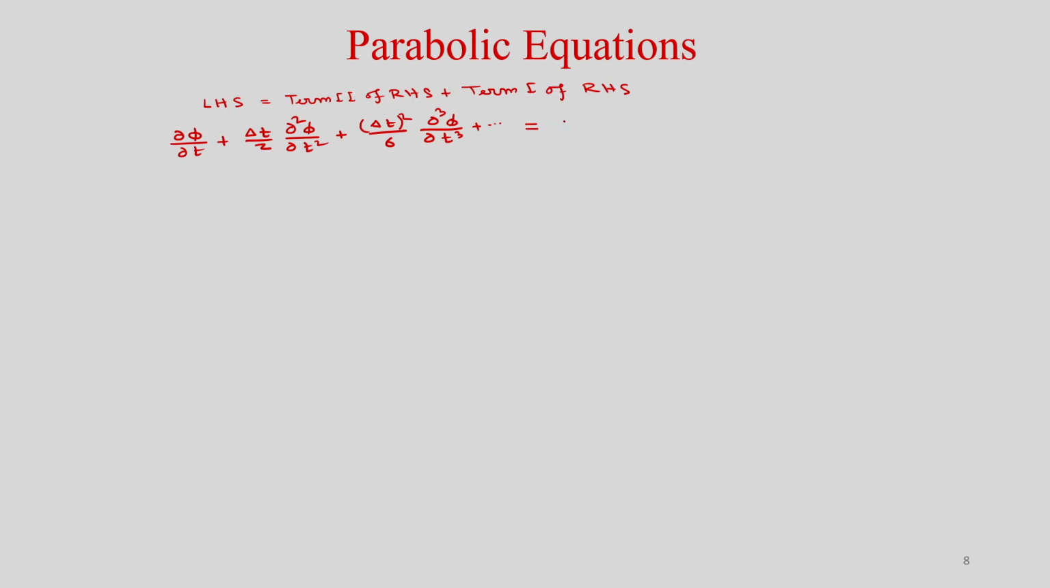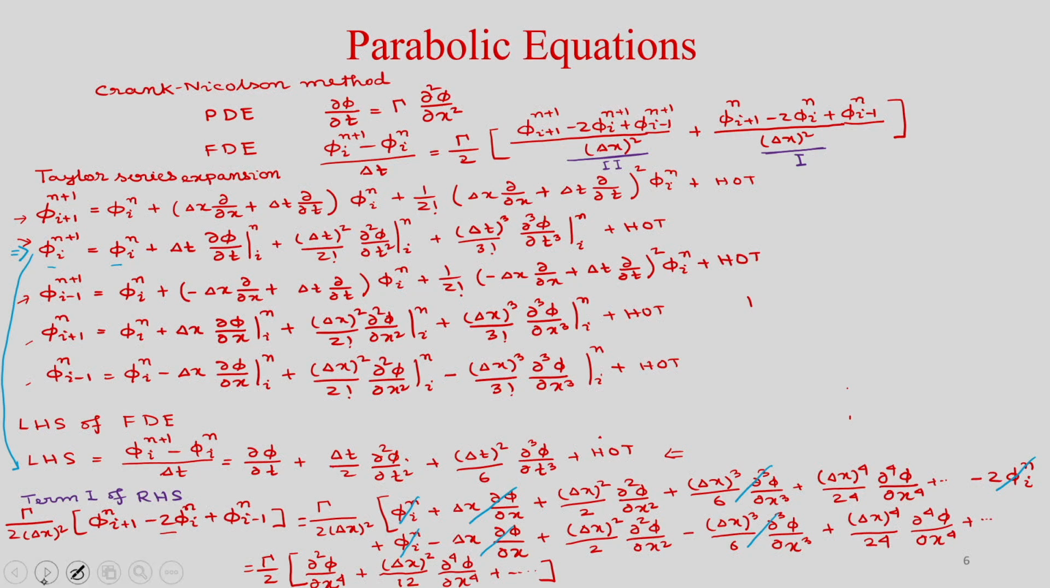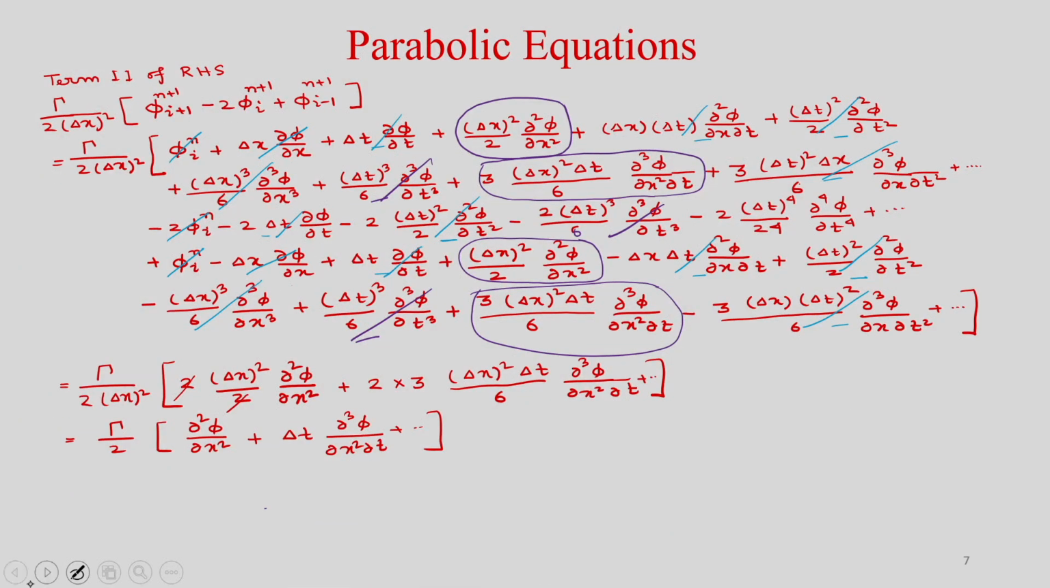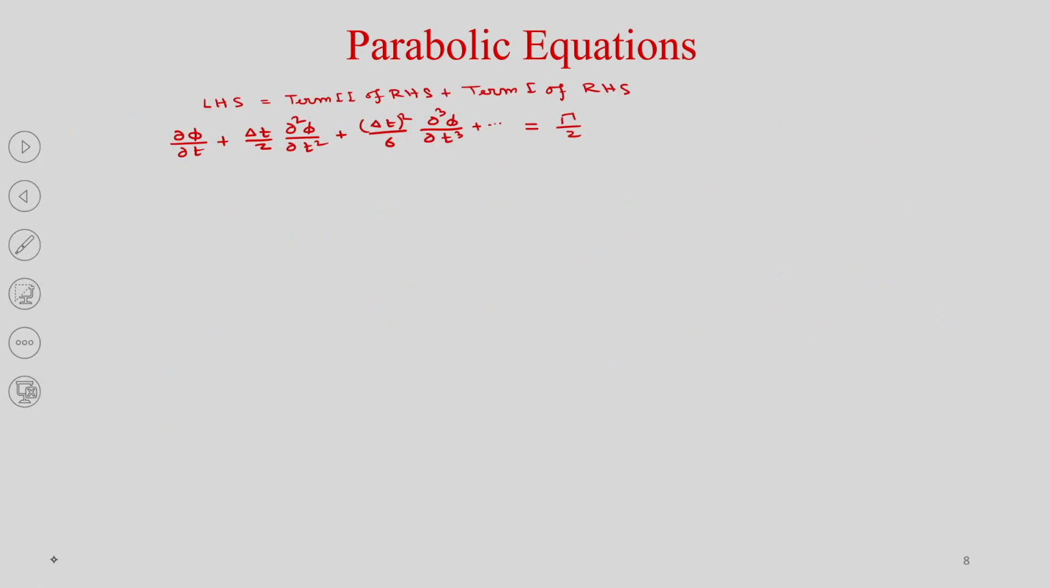So, it will be gamma by 2, okay, gamma by 2. So, what is there in the second term? Gamma by 2, so it is del 2 phi by del x square, plus del t del cube phi by del x square del t, okay. This is the term 2, and what is term 1? It is also gamma by 2.